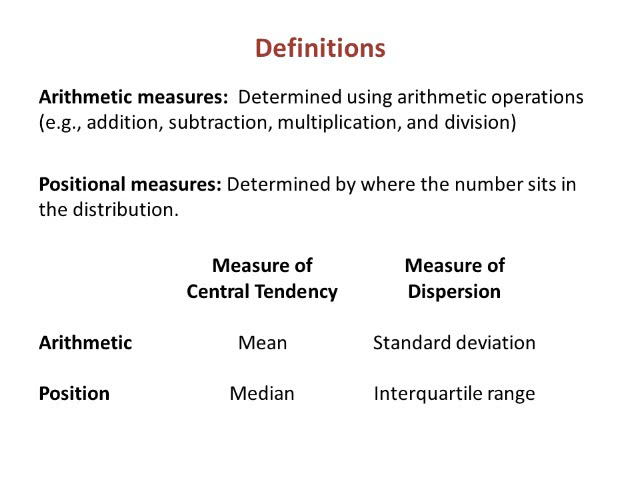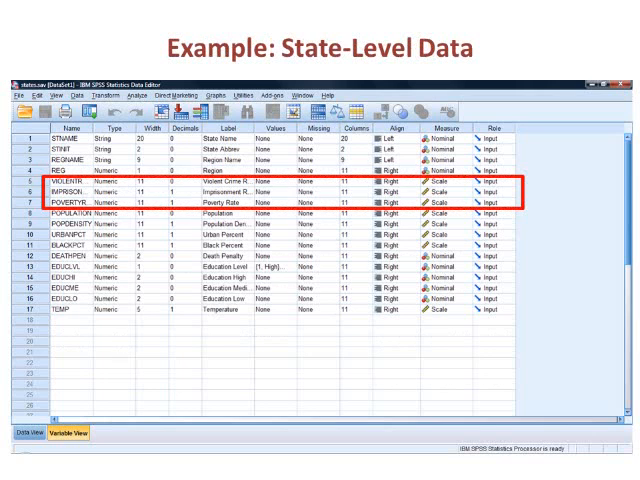Arithmetic measures are determined by using the basic arithmetic operations: addition, subtraction, multiplication, and division. Positional measures are determined by where the number sits in the distribution. Each type of measure has its own measure of central tendency and measure of dispersion. As an example, we look at state-level data in specifically three variables: the violent crime rate, the imprisonment rate, and the poverty rate.